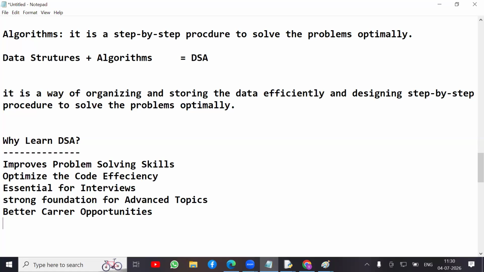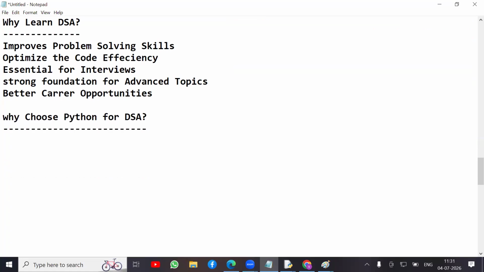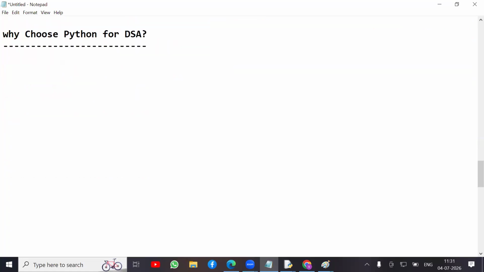Next, why are we choosing Python for DSA? Why choose Python for DSA? As we already discussed, simple and readable syntax.